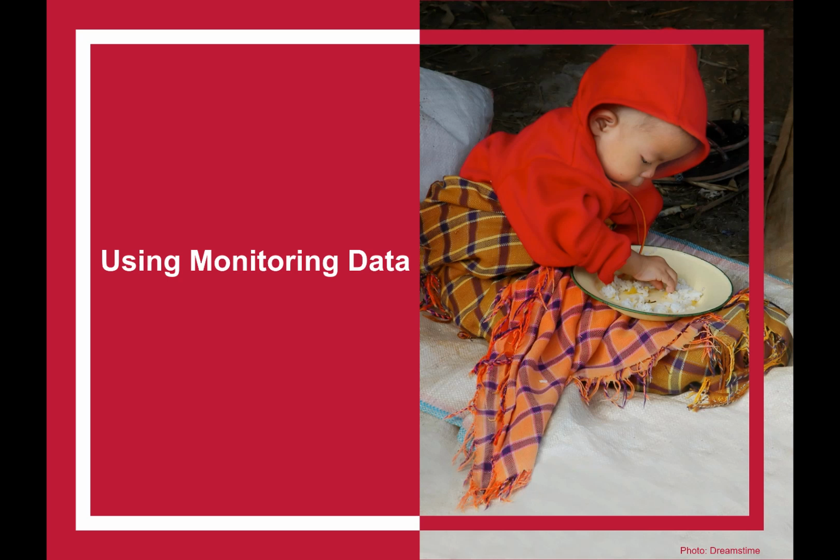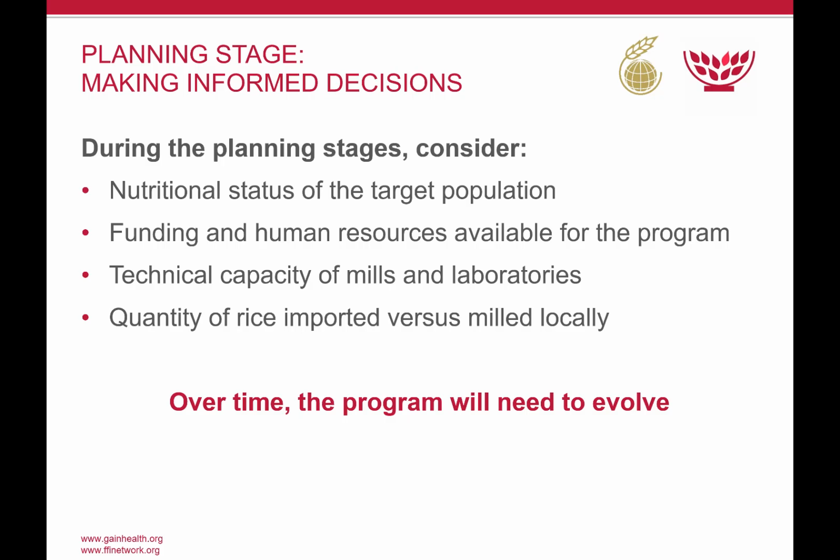Now, let's move on to using the results of data analyses to inform program modifications. During the planning stage of the Rice Fortification Program, stakeholders make informed decisions based on the known or estimated nutritional status of the population, the funding and human resources that can be committed, the technical capacity of the rice mills and the laboratories, and the quantity of rice that is imported versus produced locally, to name a few variables. But over time, the program will evolve.